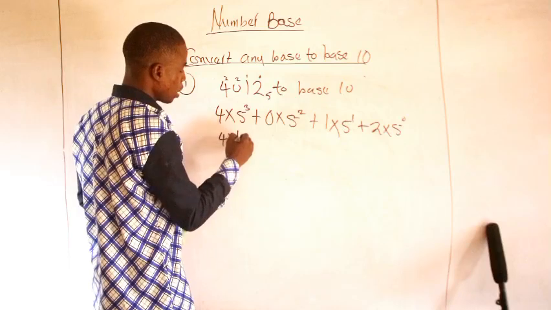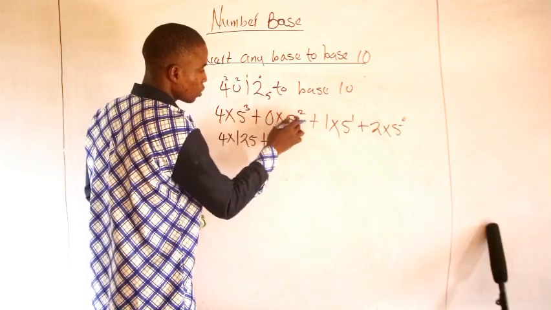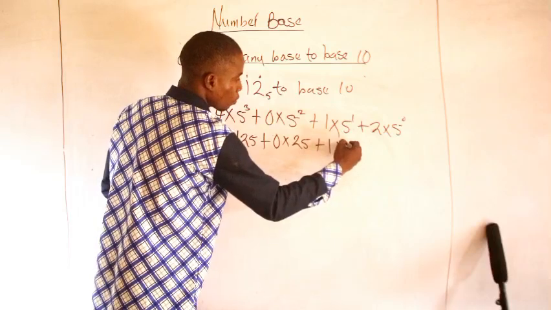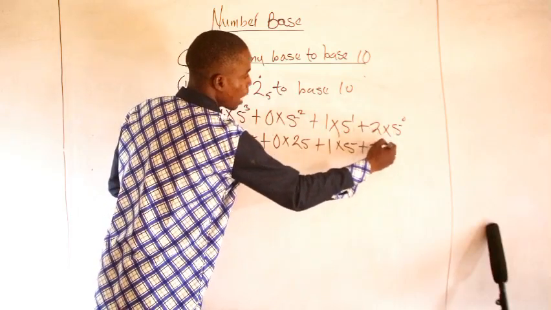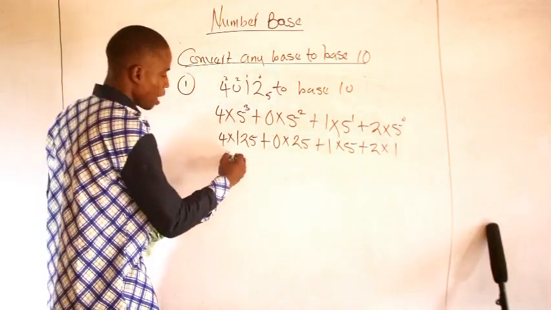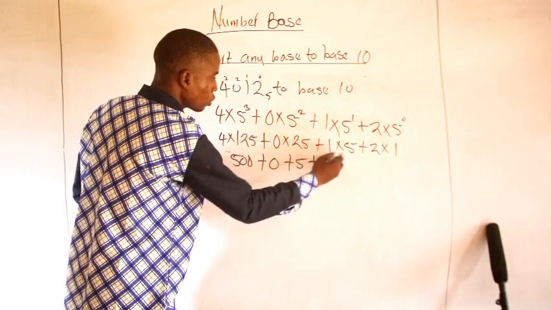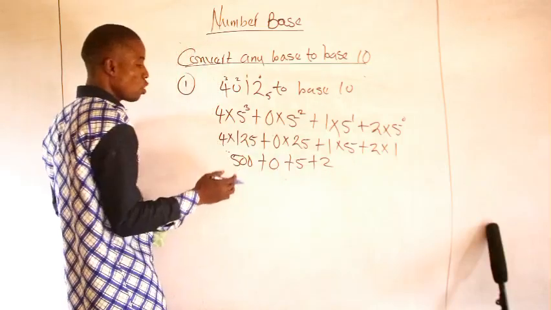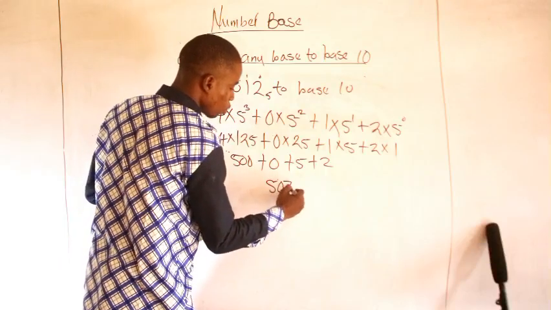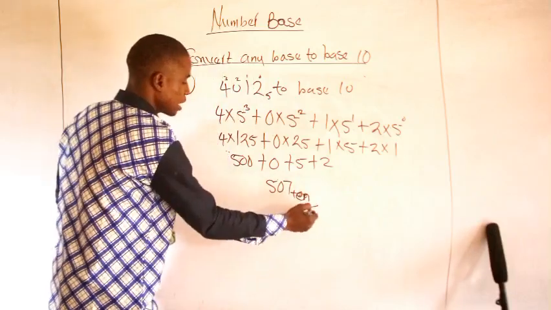4 times 1, 2, 5 plus, and this one 0 times 25 plus 1 times what? 5 plus, I told us that 2 times n to the power 0 is what? 1. This one and this 500 plus 0 plus 5 plus this one and this is what? 2. This one will be what? 27 will be what? 507. Base what? 10. Base what? 10. That's the answer.